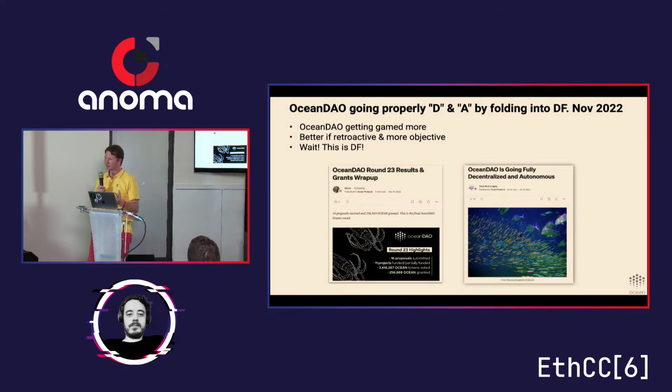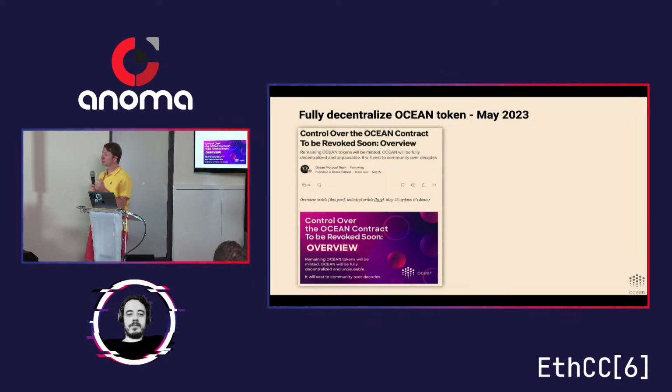Also, this wasn't an easy decision, but I'm really glad we made it. And now we've doubled down on that. Once again, fully automated, right? Governance is something to minimize. And also the Ocean token itself.